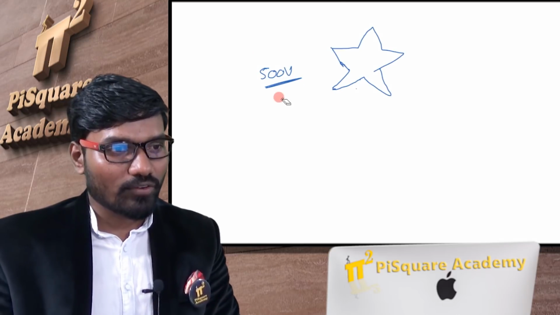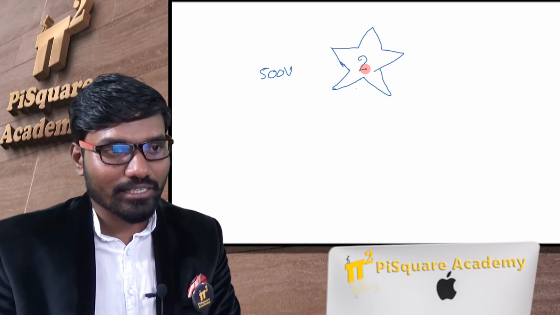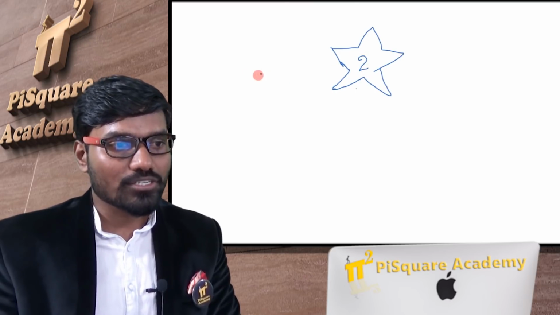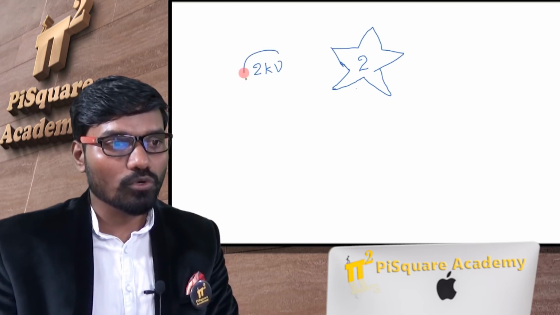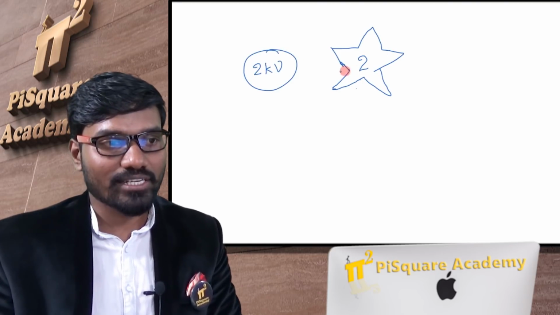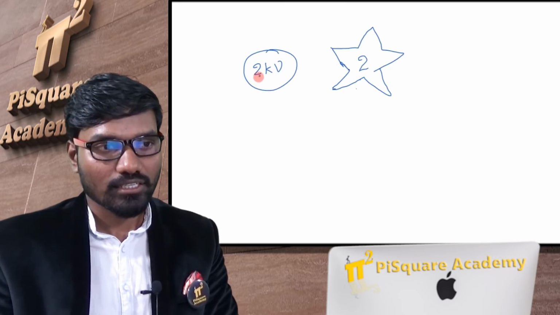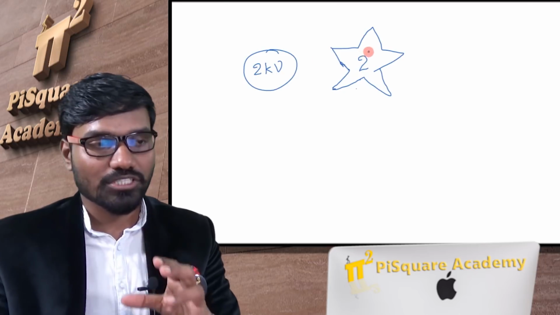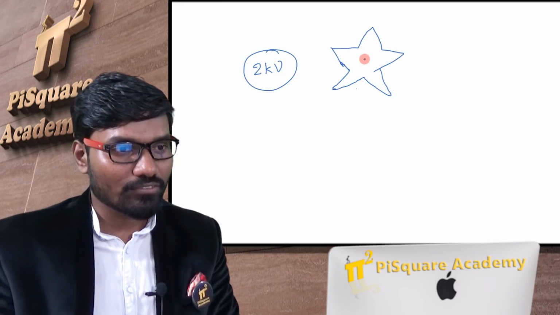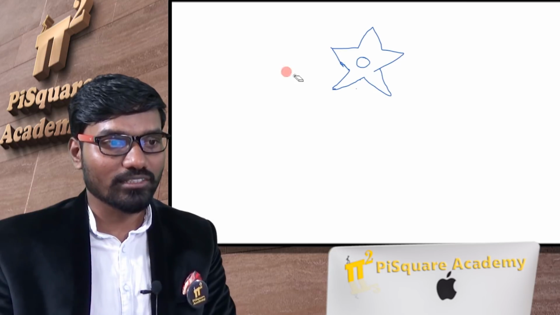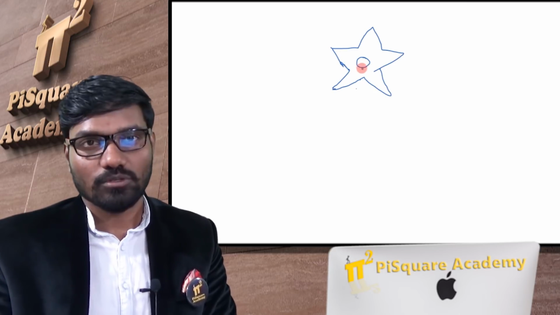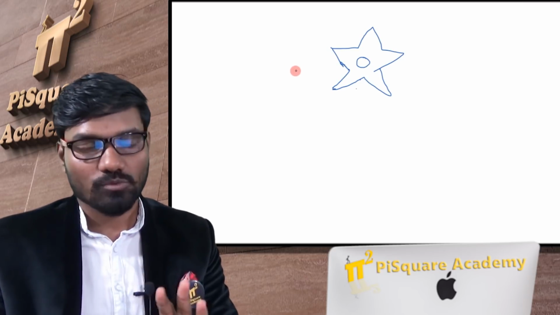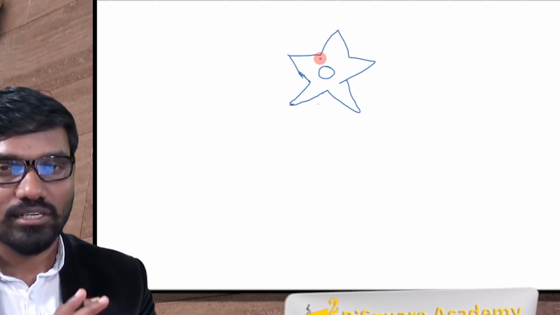Now, if some number 2 is given here, then the instrument is tested for 2 kilovolt. If number 3 is given here, 3 kilovolt. So this represents the kilovolts, at which it is tested. Sometimes they will give 0 here. A star with 0 within it means the instrument is not tested for any test voltage. There is no test voltage for this, meaning it is not tested at any voltage.